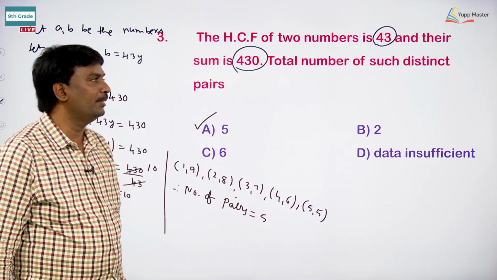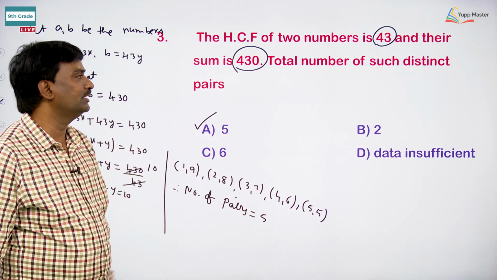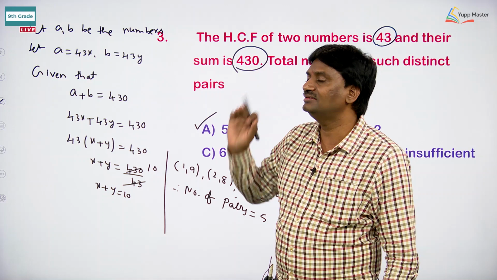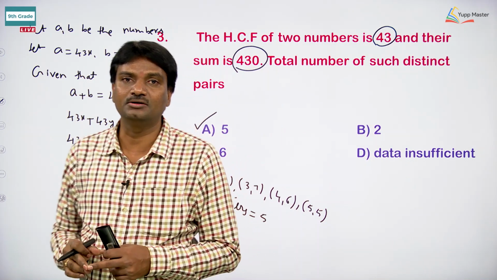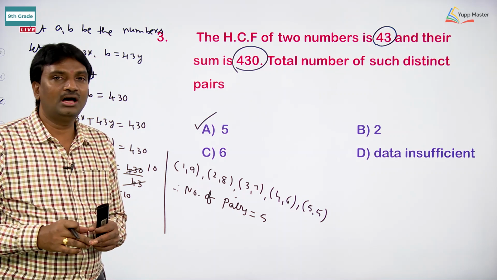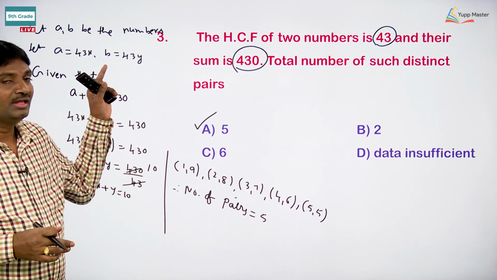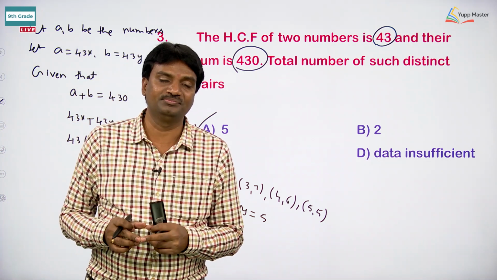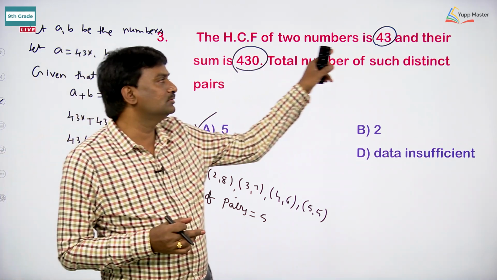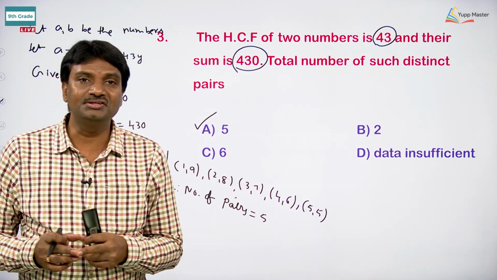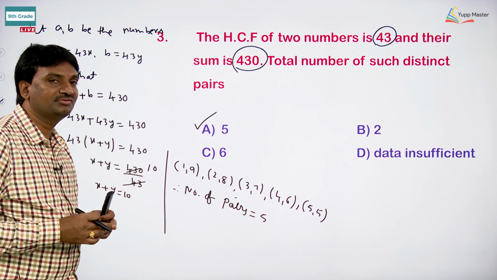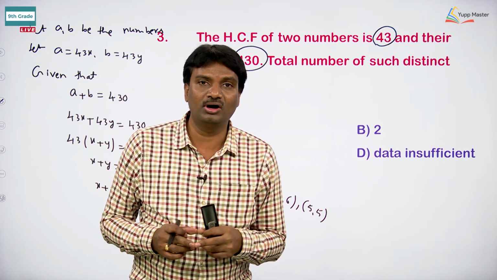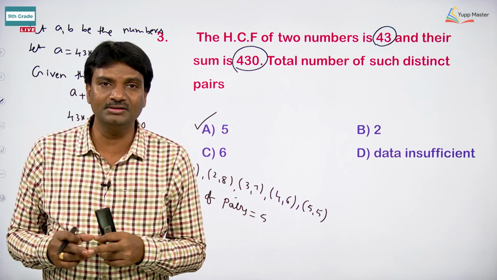So the HCF of two numbers is 43 and their sum is 430. Then the total number of such distinct pairs? Here I am considering the two numbers as A, B. According to the problem, the HCF of A, B is 43. So let us consider the two numbers as A equal to 43x, B equal to 43y.